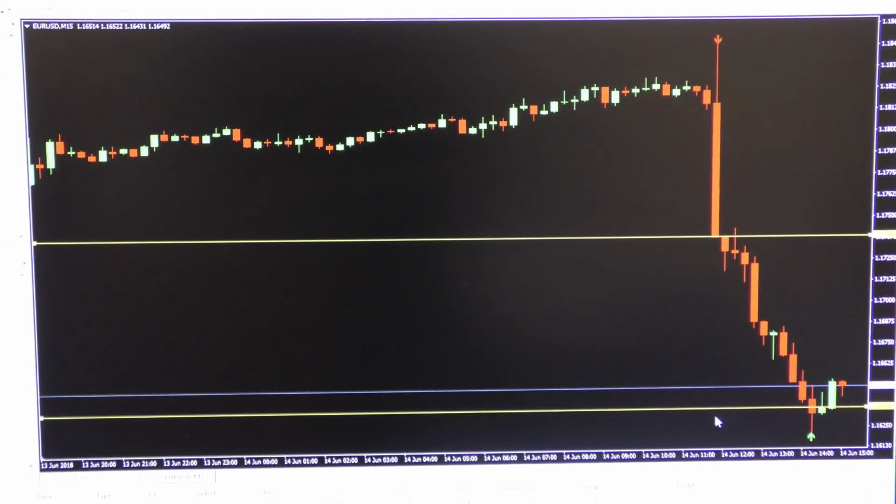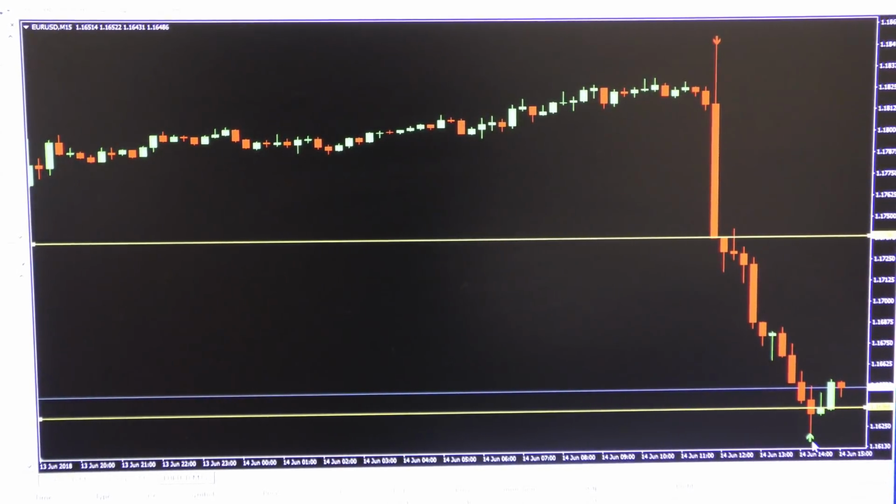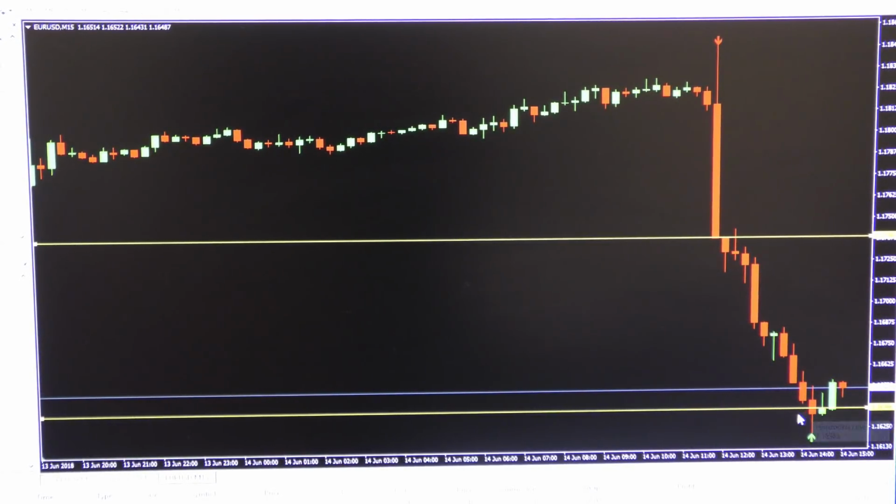Now we are getting a buy signal here, and then we wait for the next candle to close as green. It is green. At the open of the new candle we go long, so we buy here, place our stop loss 5 pips below this, and wait until we get the next arrow to get out. So this was only one pair, Euro USD.